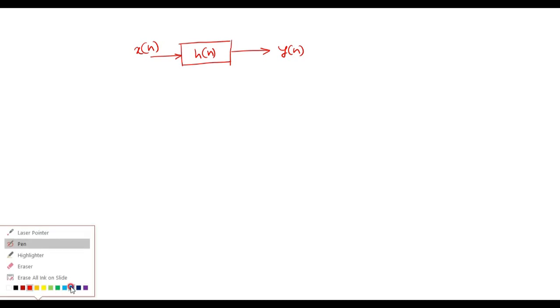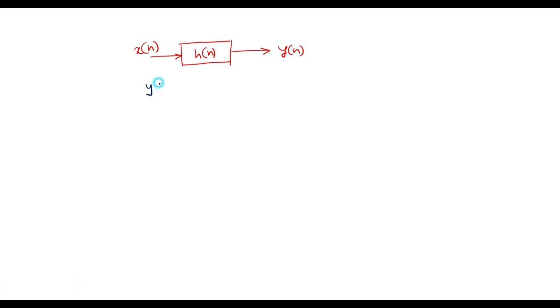We know that the discrete LTI system has input, say x of n, and output, say y of n. Let h of n be the impulse response of the system. So in this case, the output y of n can be represented as y of n is equal to x of n convolved with h of n. Step response of an LTI system means the response of the system when the input is a step signal.